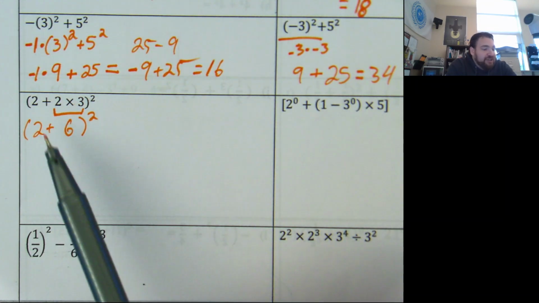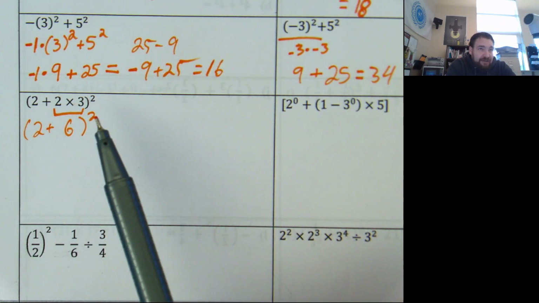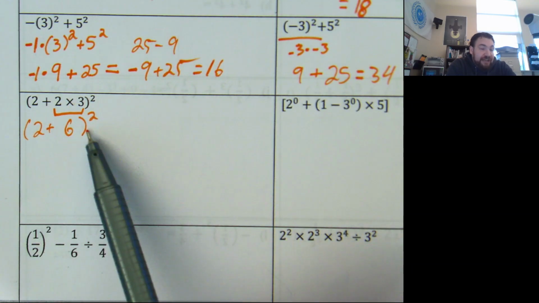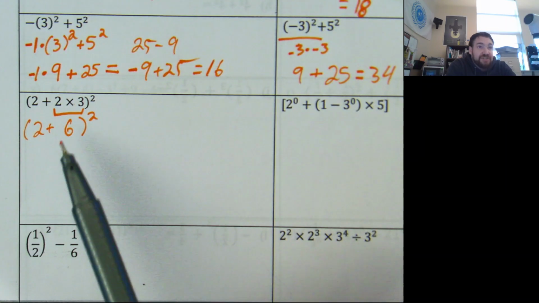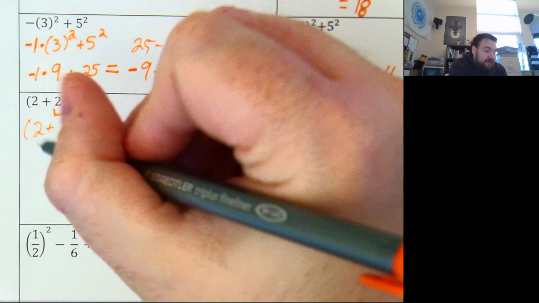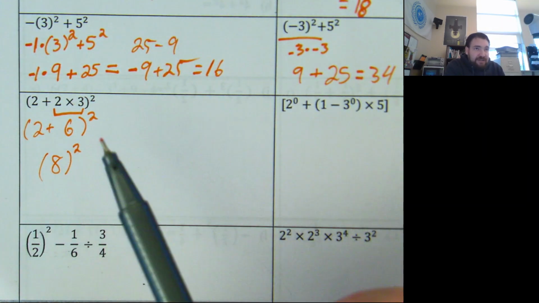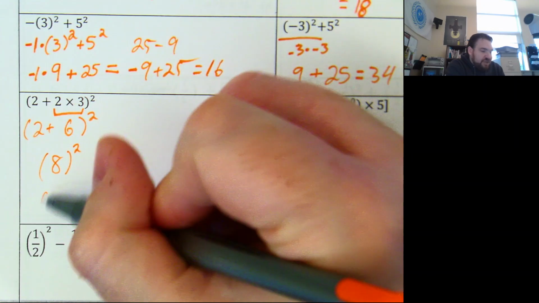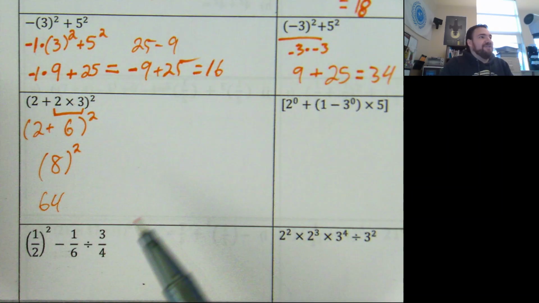BEDMAS says, what is supposed to happen first? Here now, I've got 2 plus 6, and I've got an exponent on the outside. The brackets are still here, so we need to finish the work that's inside the brackets. 2 plus 6 is 8, and that squared stays on the outside, and then we can do the squared. 8 squared is 8 times 8, which is 64. So this is what I want students to do. I desire students to do this.